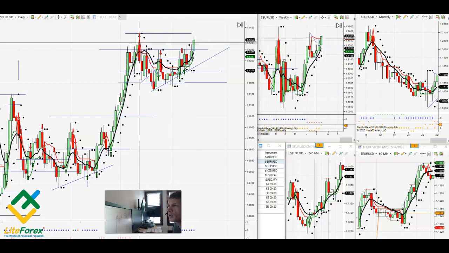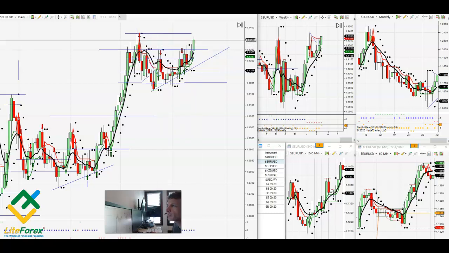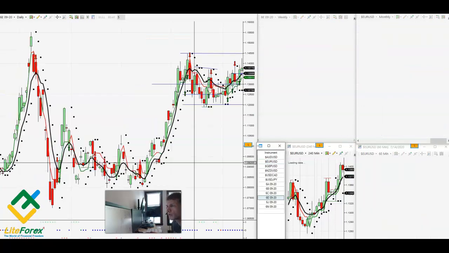Let's see if it can take out the high made on the 10th of June, which was 1.1423. It looks like it will do that. Support is going to be at 1.1350. Let's take a look at the euro futures.